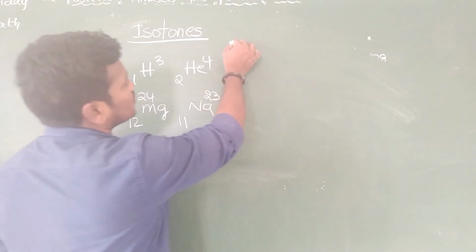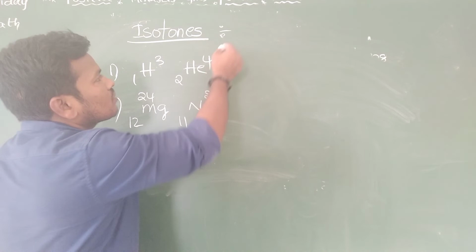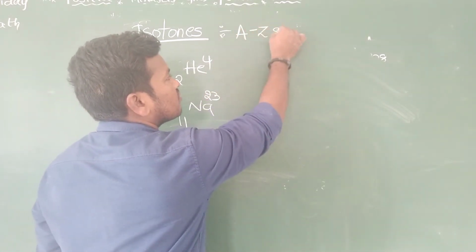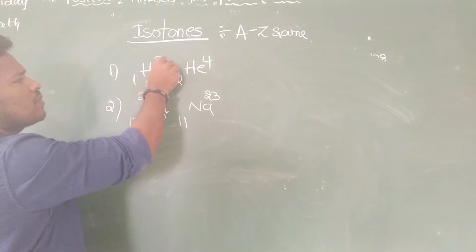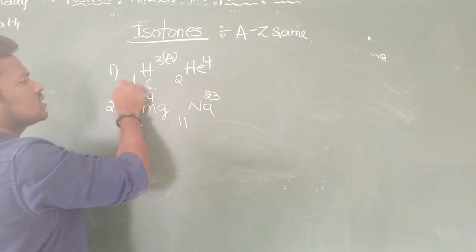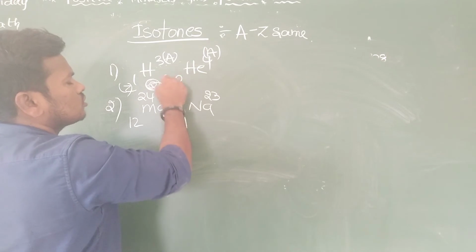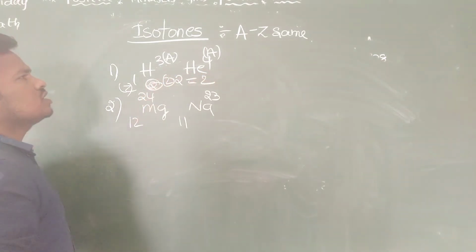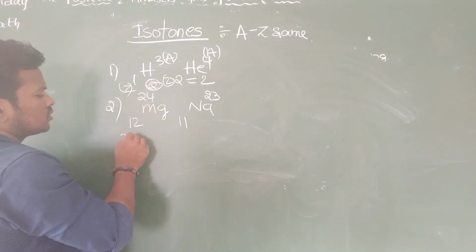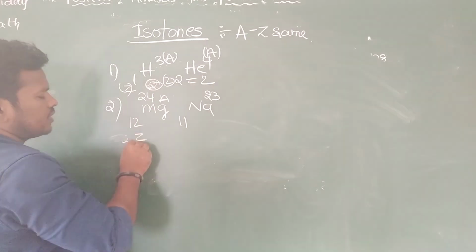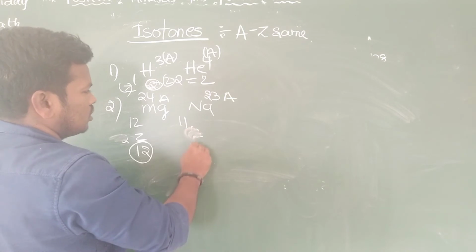Isotones are different atoms having the same number of neutrons, meaning the A minus Z value is the same. If you calculate the number of neutrons here as A minus Z, with this the A and this the Z, you will get 2. Here also you will get 2. So 2, 2: the same number of neutrons. Here also you can see the same number of neutrons: A minus Z gives 12, and here also you will get 12.